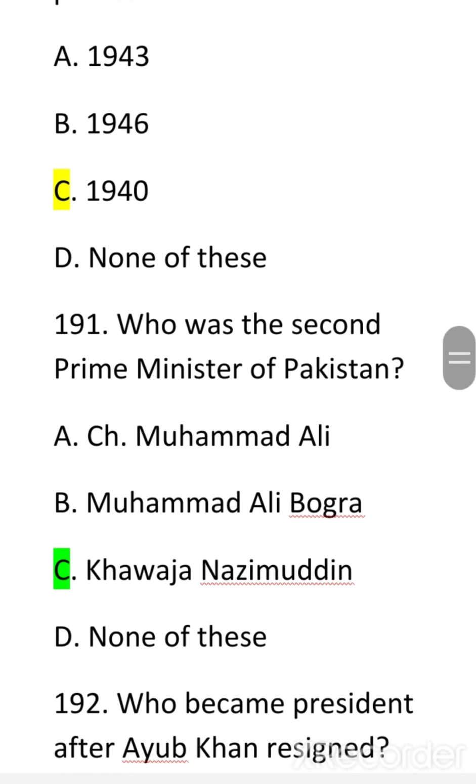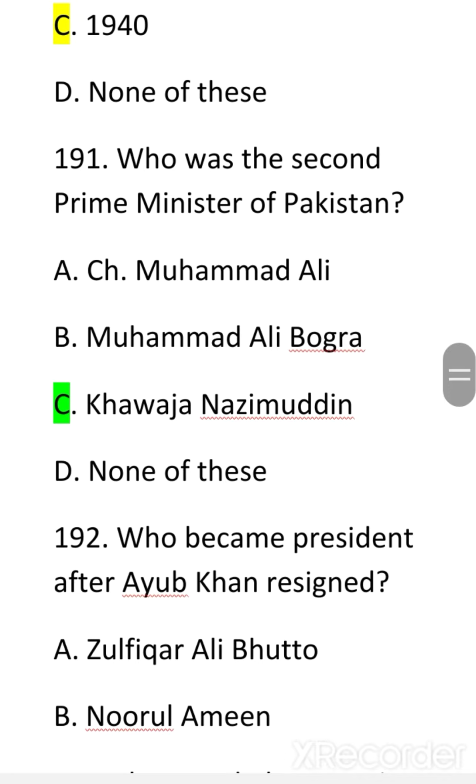Question number 191. Who was the second Prime Minister of Pakistan? Option A Chaudhry Muhammad Ali, B Muhammad Ali Bogra, C Khwaja Nazimuddin, D none of these. Correct option is C Khwaja Nazimuddin. Khwaja Nazimuddin served as the second Prime Minister of Pakistan from 17th October 1951 to 17th April 1953. Interestingly, he also served as the second Governor General of Pakistan from 14th September 1948 to 17th October 1951.